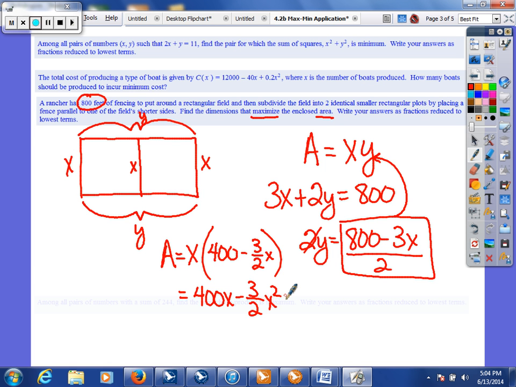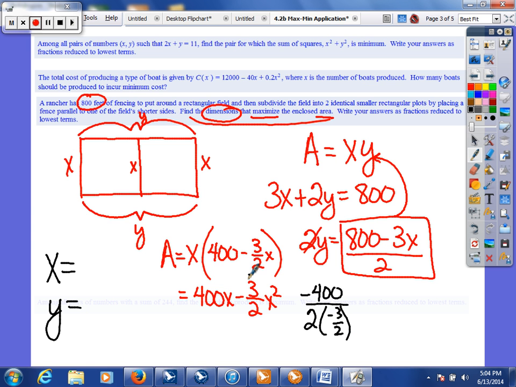Now let's see what they're asking. It says find the dimensions. So I need to know what x and y are. My goal is to figure out what is x and what is y. That's what I've got to figure out. Now the x value comes from the vertex. It's the opposite of b all over 2 times a.